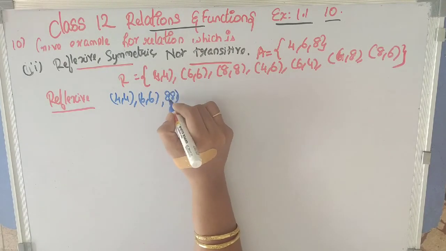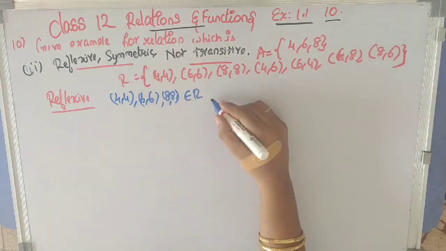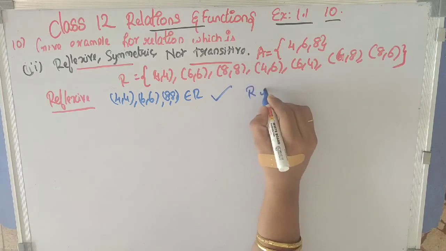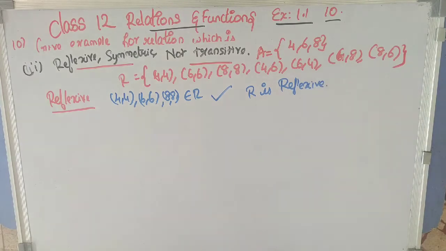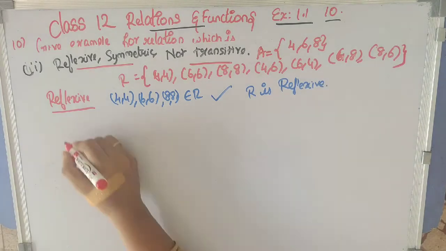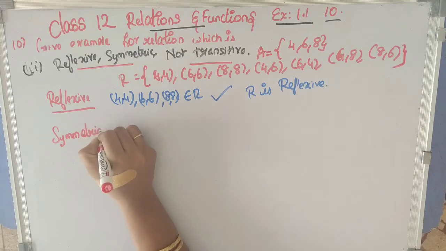If it is so, then the relation is reflexive. Here, these three are found in R. These are the elements of R. Therefore, R is clearly reflexive. There is no doubt in it. Is it true? Okay, now let's check whether the relation is symmetric or not.